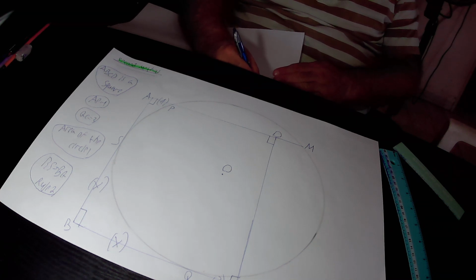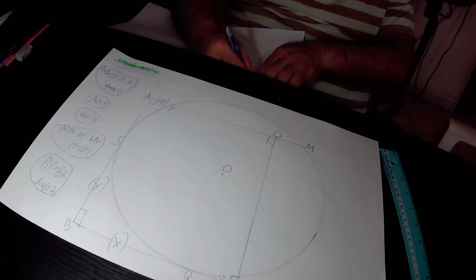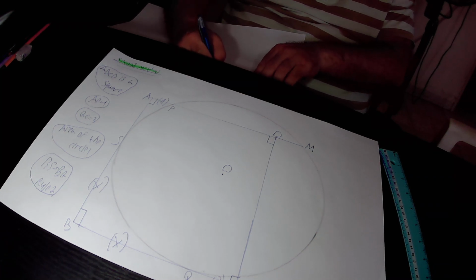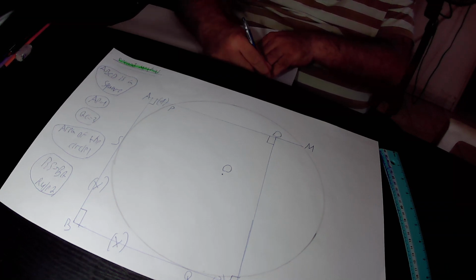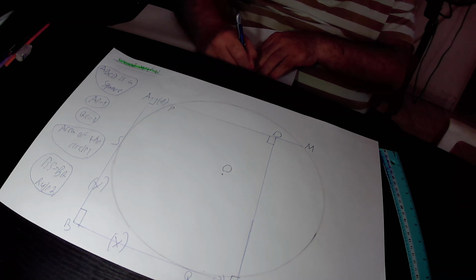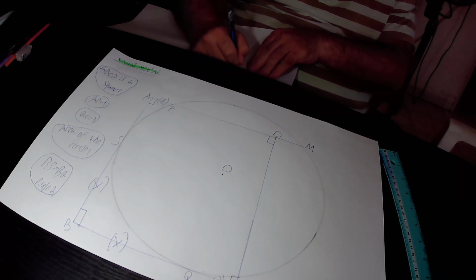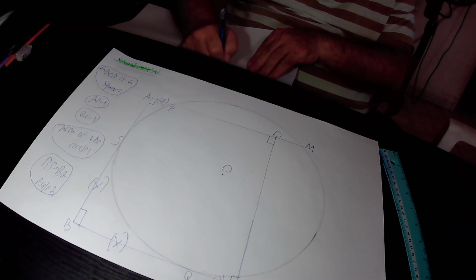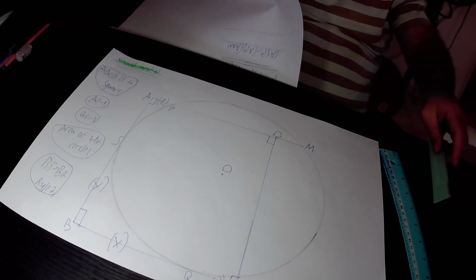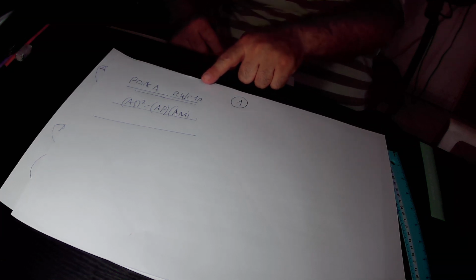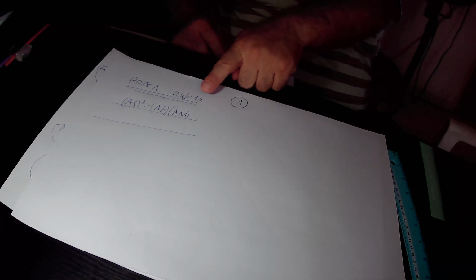So if we focus on the common point A, according to rule 10, the following equation will be true: AS squared equals AP times AM. Repeating again, at the common point A, according to rule 10, AS squared equals AP times AM.